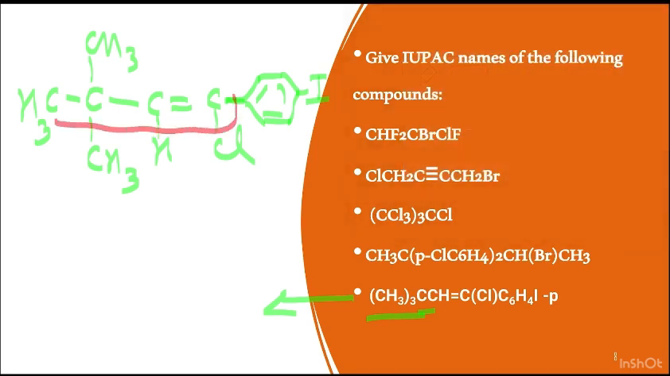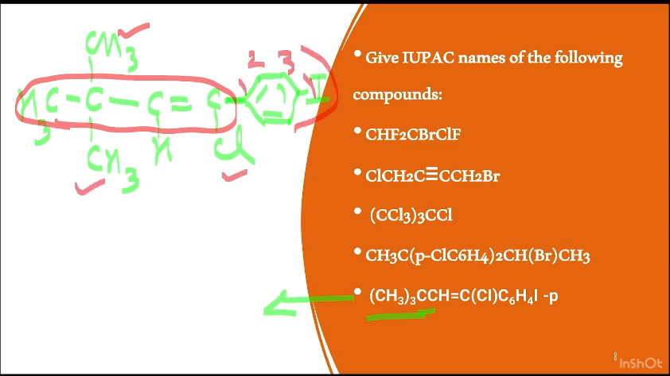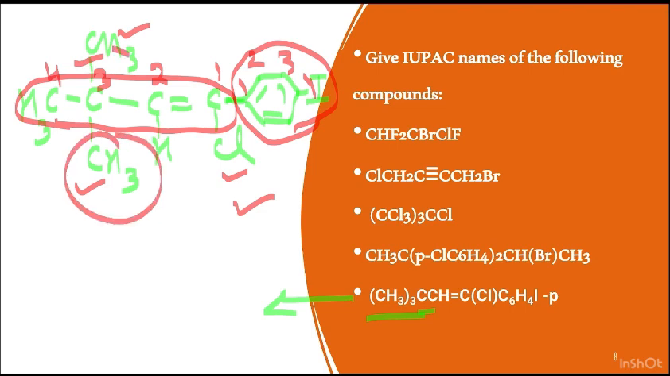Now this is the longest carbon chain which has 2 methyls, 1 chloro and 1 4-iodophenyl. I hope you can write the name yourself now. Start numbering from this side. So it will be 1-chloro, 3,3-dimethyl, 1 methyl here and 1 here. And again 1 in the bracket, 4-iodophenyl, butene.